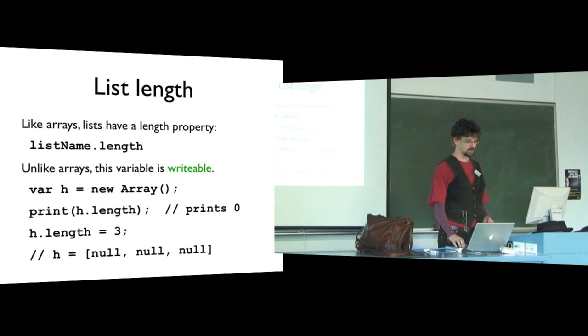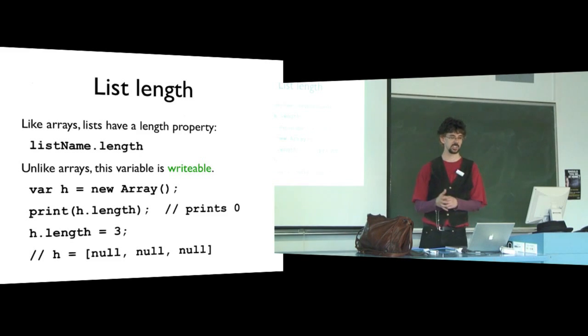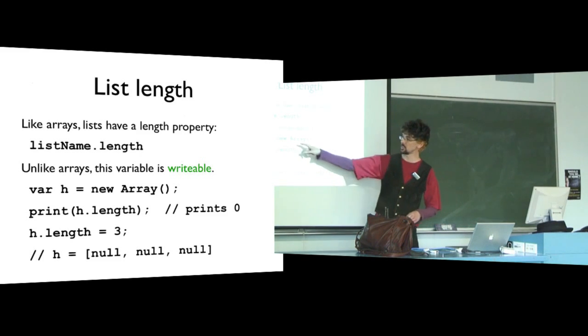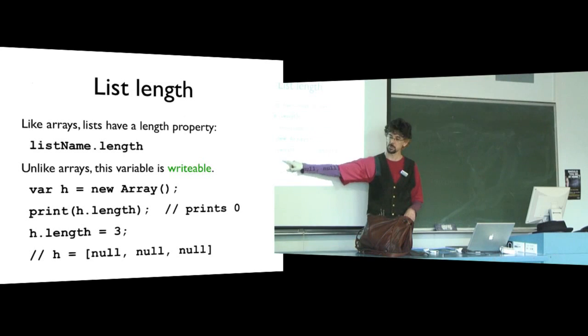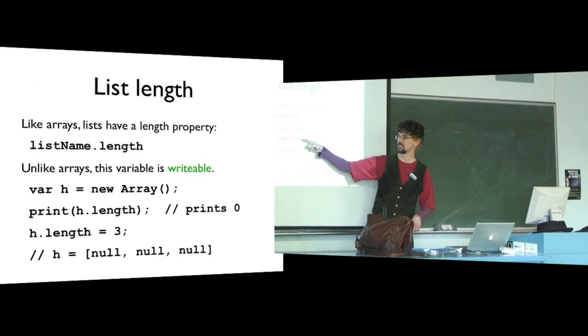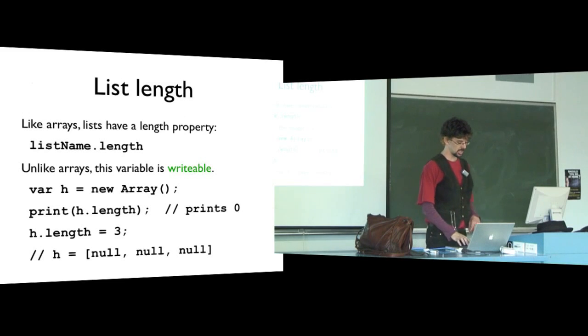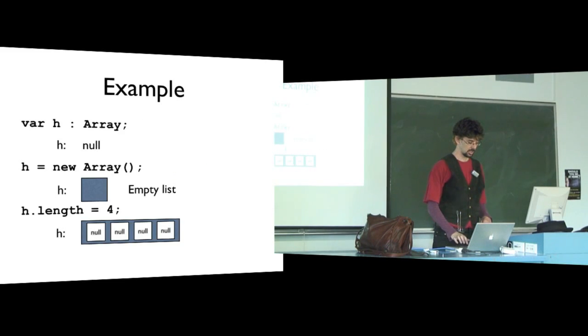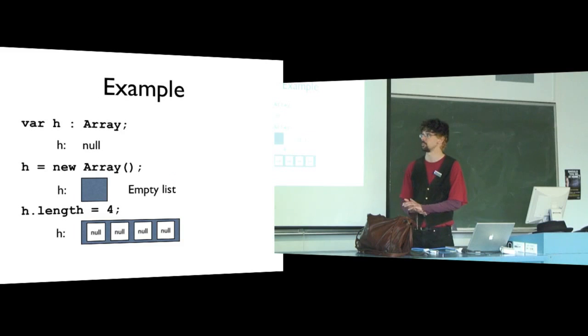So a neater way of creating a list, if you want to create a list of a certain size, is to first of all create an empty list and then explicitly set its length to whatever value you want. So if I want a list of length 3, I'll create an empty list like this and then I'll set its length to 3, and that will allocate the space for me. So there's a simple example of doing that.